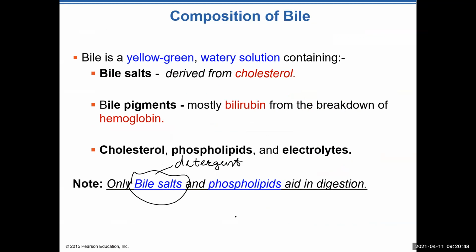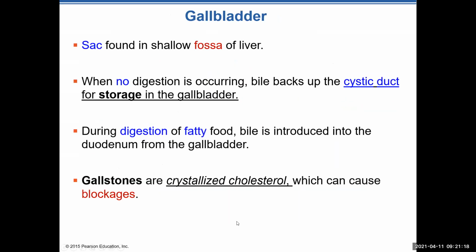Bile contains bile salts, and especially it contains phospholipids also, but mostly bile salts. Okay, it contains bile pigments, bilirubin, cholesterol, but we're not interested in all that. We're interested in bile salts, which we get from the cholesterol. So what do you mean when they act as detergents? They act as detergents. That means they are able to digest the fats.